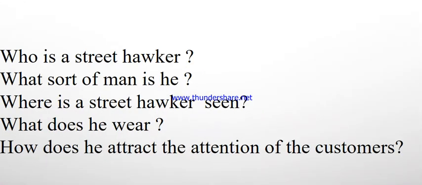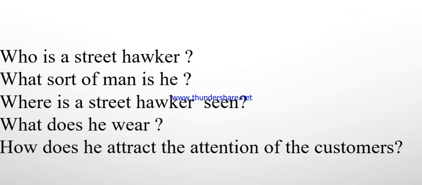Now it's time for my evaluation. Okay, my dear students, can you say who is a street hawker? Yes, of course. Yes, you are right. A street hawker is a person who sells different things standing in front of a road or busy area. In this way, what sort of man is he? Wherever a street hawker is seen, you can see him in front of a road. What does he wear? He sometimes wears peculiar dresses as we discussed. How does he attract the attention of the customers? Sometimes he utters some special words to attract the customers, isn't it?